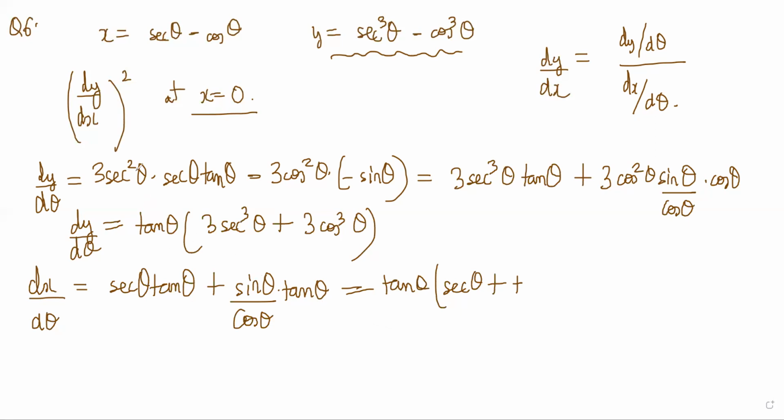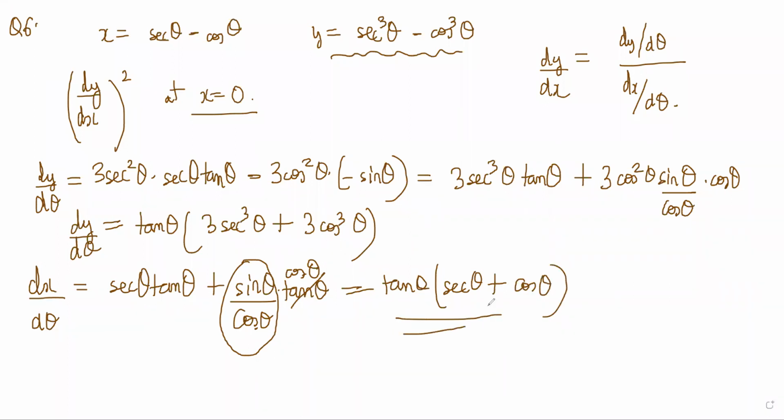I'm just checking once. Maybe I made a mistake. Plus sine theta divided by cos multiple. Oh, this is a cos theta here. And this is a tan theta, right? I multiplied and divided by cos. Yeah, after this is what is coming. So it is tan theta common and sec theta plus cos theta, right? So what I can write here is sec theta plus cos theta.